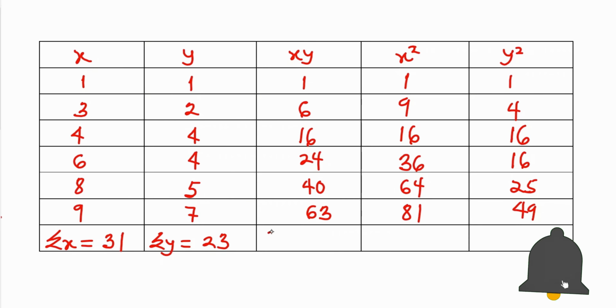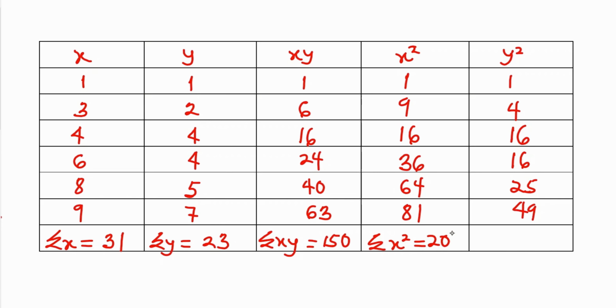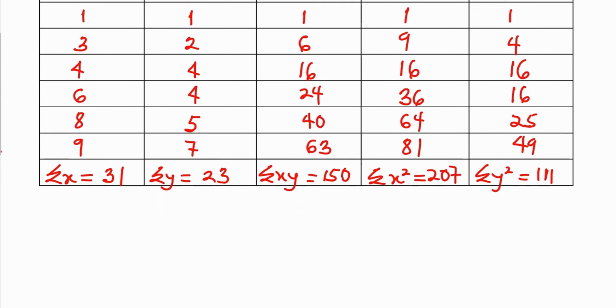We do same for xy. So for sigma xy, its summation here is 150, and that of x squared, its summation here is 207, and that of the summation of y squared gives us nothing but 111. So that becomes the summation of the respective terms here. So we write our formula and then do the necessary substitution, and we find the Pearson correlation coefficient.